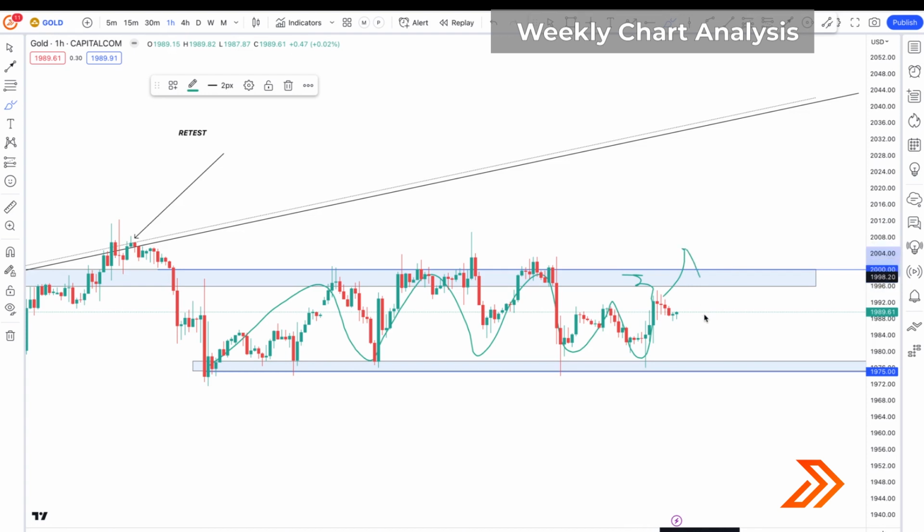And then I'm expecting a pullback immediately from the market, testing and breaking the 1975 price level. And then once this price range has been broken on gold, I'm expecting a pullback, a retest of 1975. So once we have a pullback of 1975, then I'm expecting further bearish movement on gold.